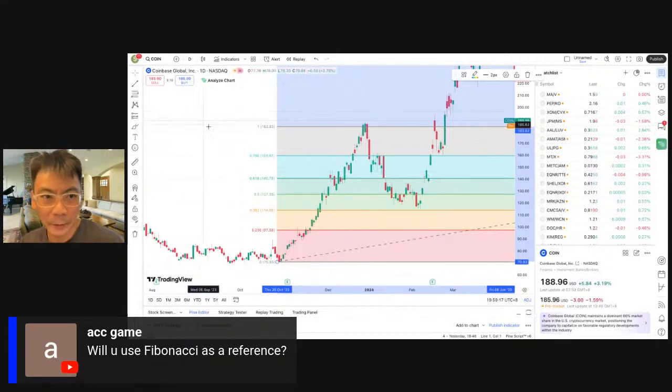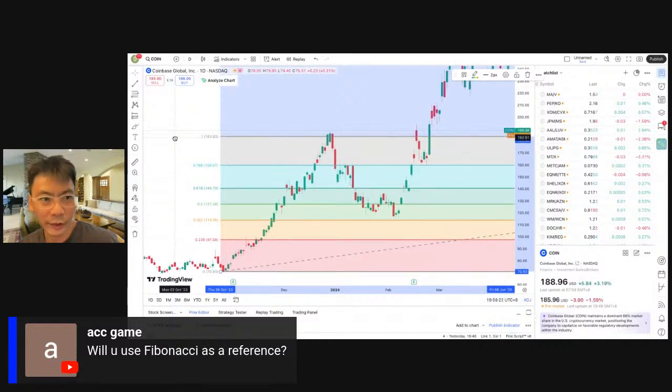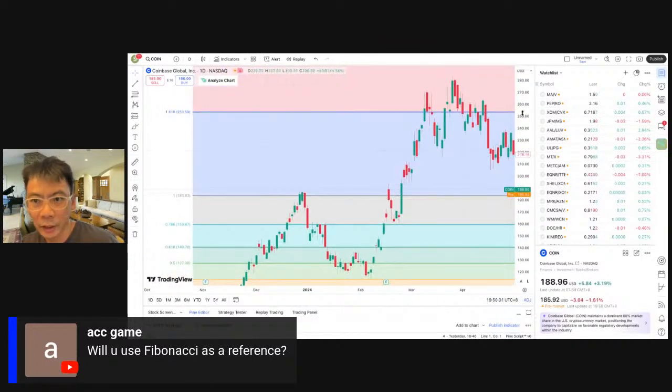Sometimes you will see some people making predictions. They will say something like, Coinbase is reaching here at 185. If it manages to break out, it will possibly reach the next level here at 253.